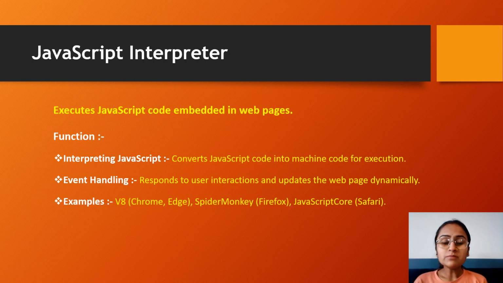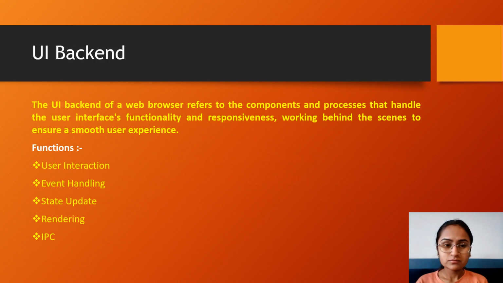Now, the JavaScript interpreter, which executes JavaScript code embedded in the web page. Its functions include interpreting JavaScript, which converts JavaScript code into machine code for execution. Then the next one is event handling, in which it responds to user interactions and updates the web page dynamically. Its examples include V8, which is in Chrome and Edge, SpiderMonkey in Firefox, and JavaScriptCore in Safari.